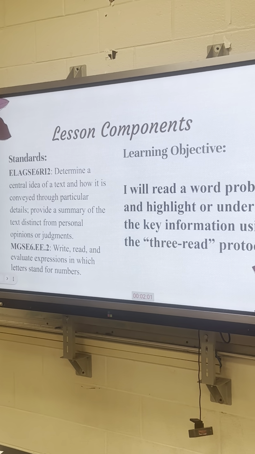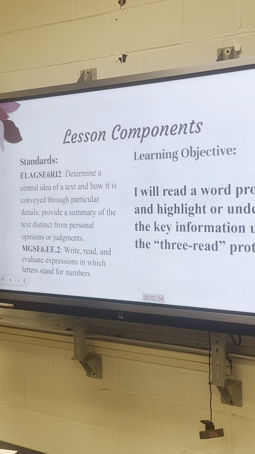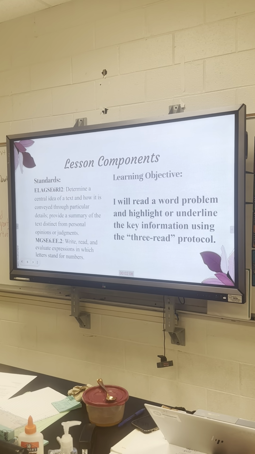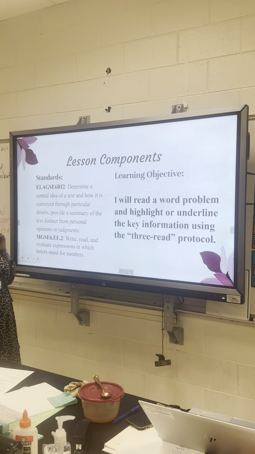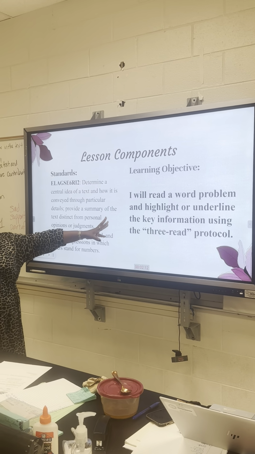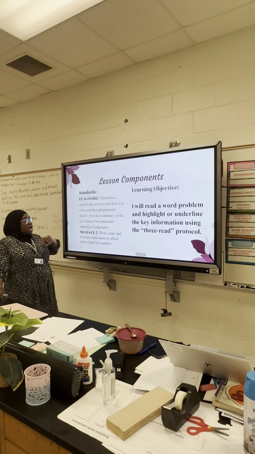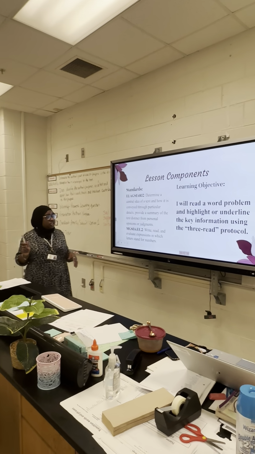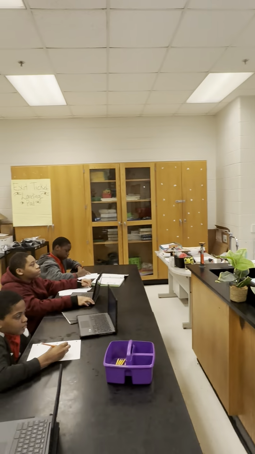And the math standard is write, read, and evaluate expressions in which letters stand for numbers, right? We may not use letters for numbers, but we'll be evaluating expressions. Our learning target for today, for your information, is that I will read a word problem and highlight or underline the key information using the 3-read protocol.